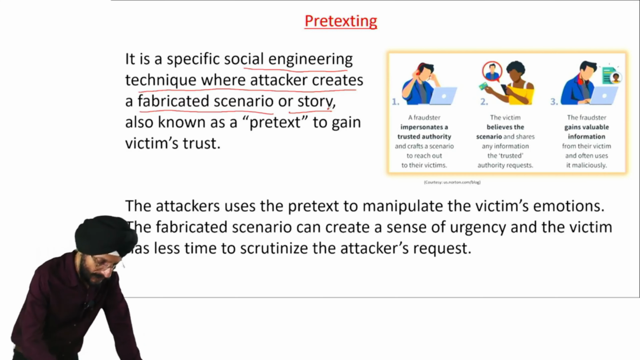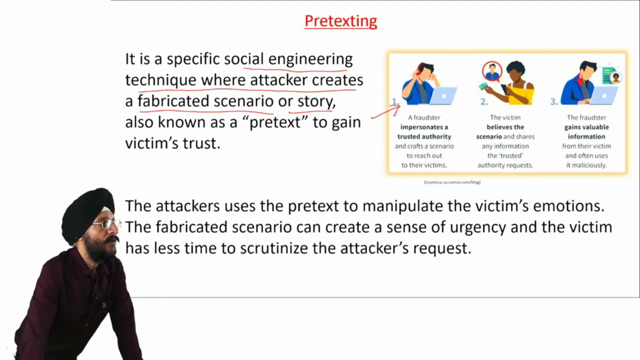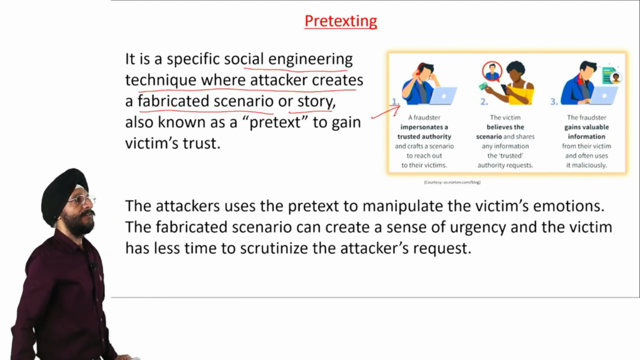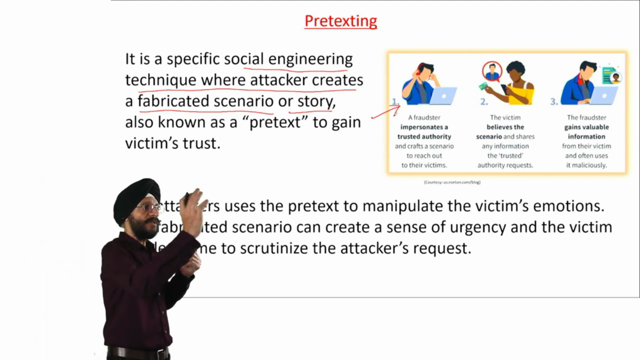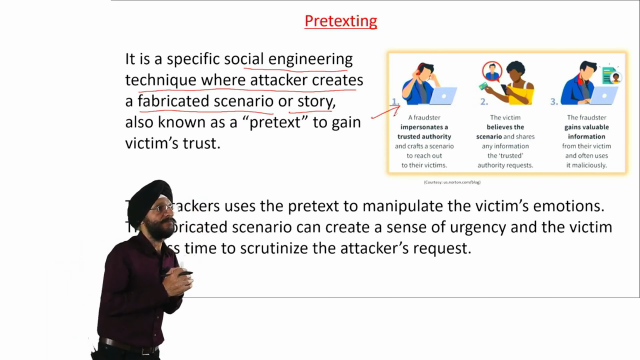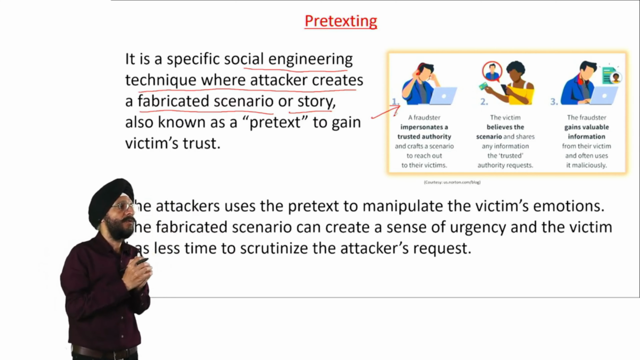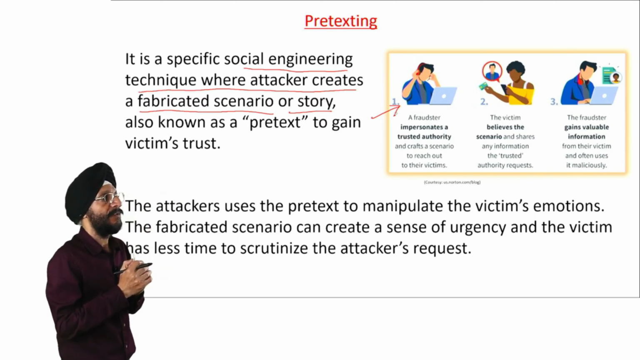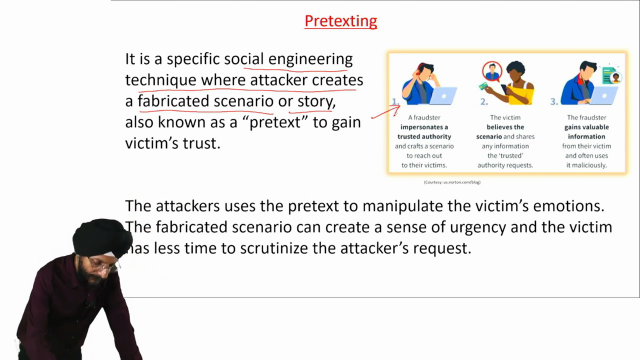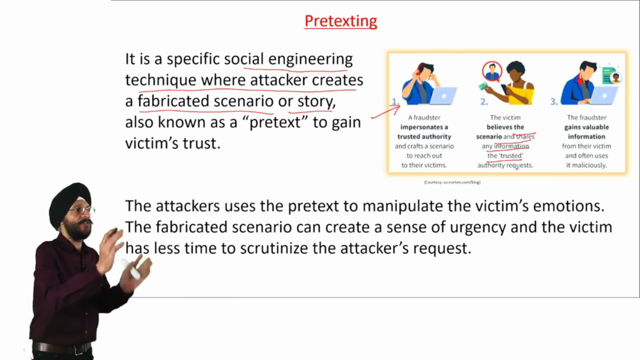In this picture, you can see that a person who is in fact a hacker impersonates that he is from some trusted authority, and he creates a fabricated scenario and reaches out to his victim. The victim believes the scenario and shares the information the trusted authority requests.